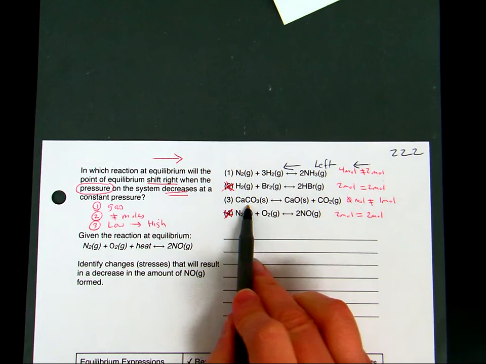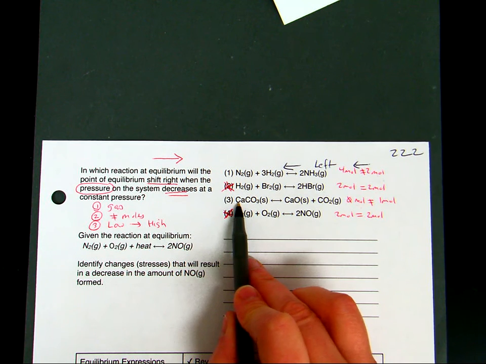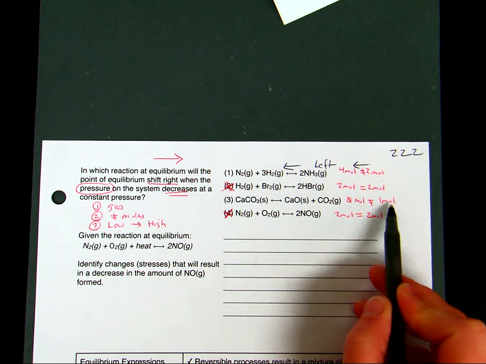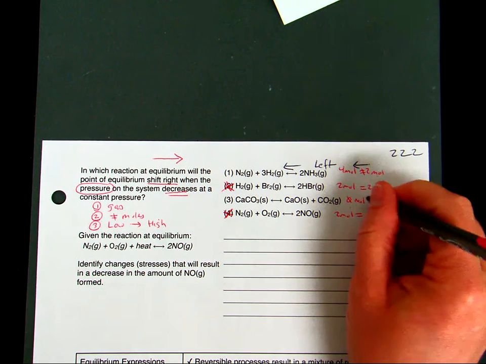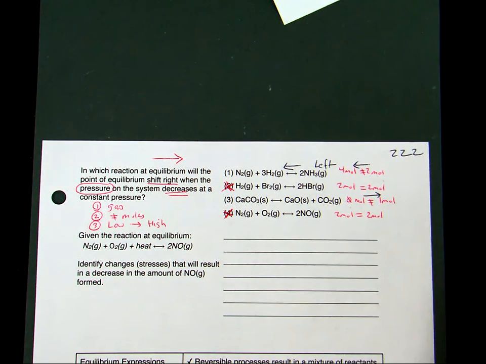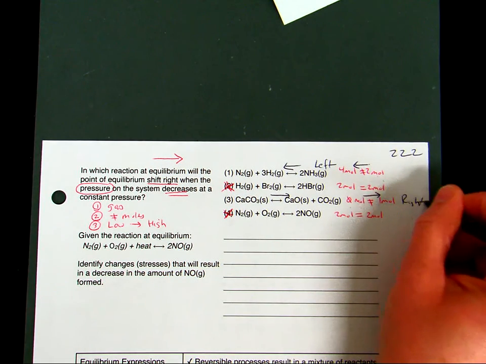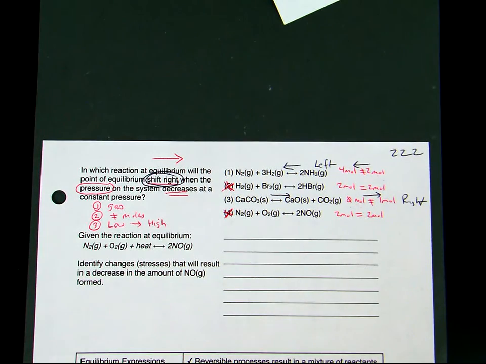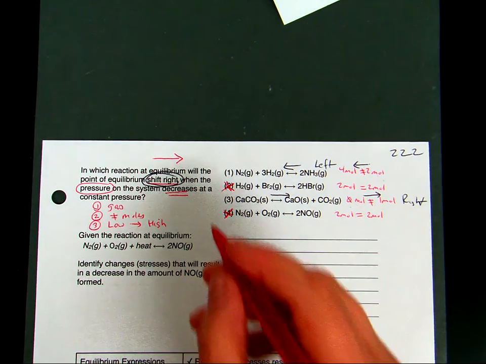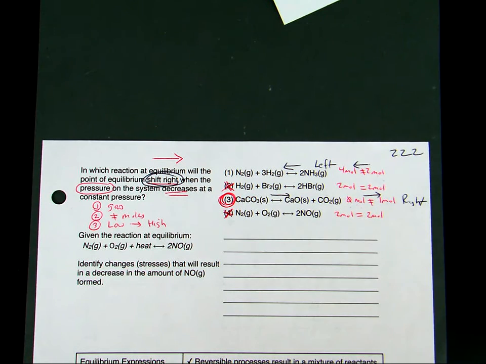When we look at the system represented in number 3, we have 0 moles compared to 1 mole. So the system shifts from the lower number to the higher number, which means this system will shift to the right. Our choice needs to show the equilibrium shifting to the right, so the best answer for this one is response 3.